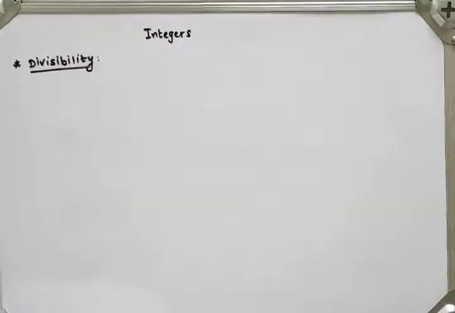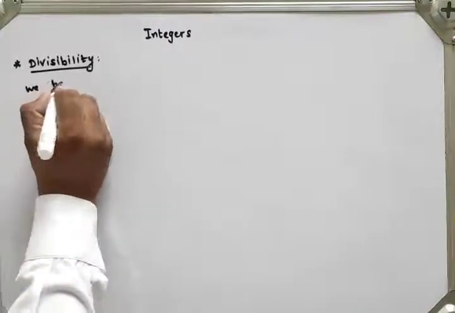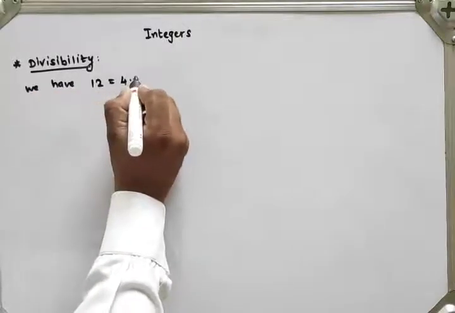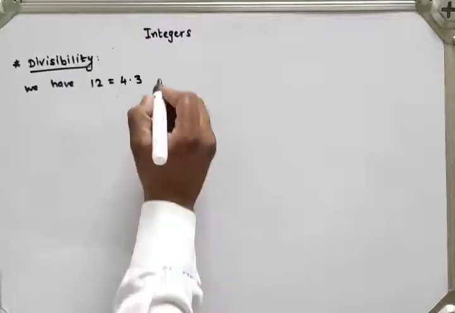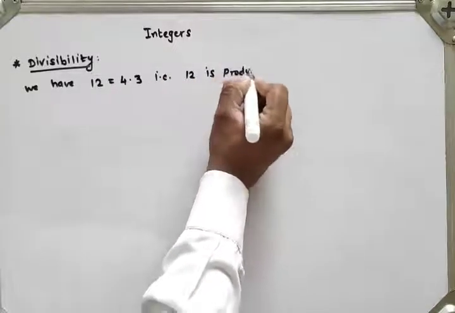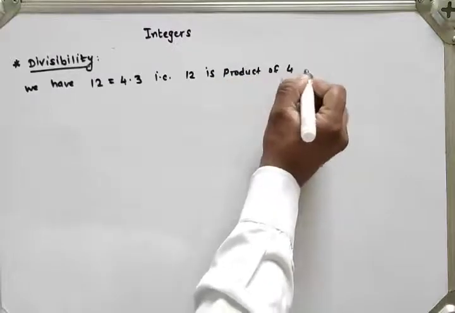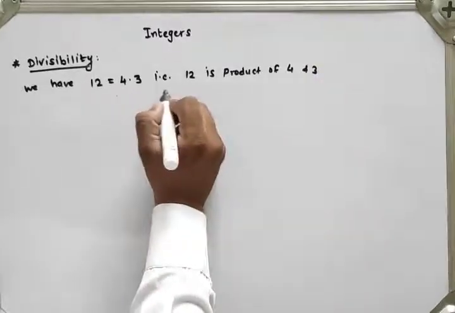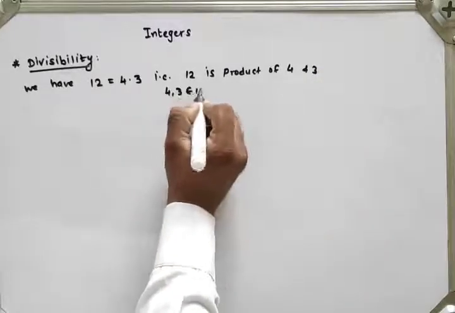In divisibility we will be working with the set of integers, or we will sometimes restrict ourselves to the set of natural numbers. Now suppose we have 12. 12 can be written as 4 into 3. So 12 is the product of 4 and 3, where 4 and 3 belong to the natural numbers.